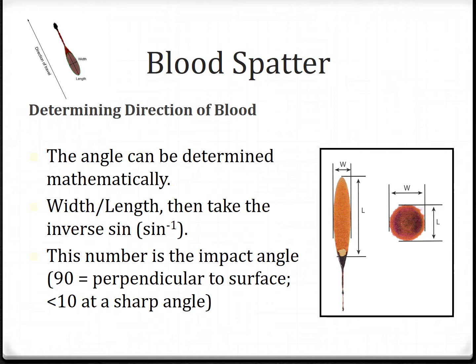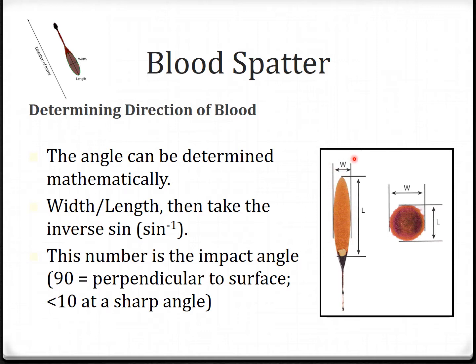This is one formula that I want you to know. It's that geometric relationship between the width and the length of a blood drop. So if we measure the width, and you're going to measure the width of a blood drop based on its fattest point. So here we've got a blood drop. You find its fattest area.